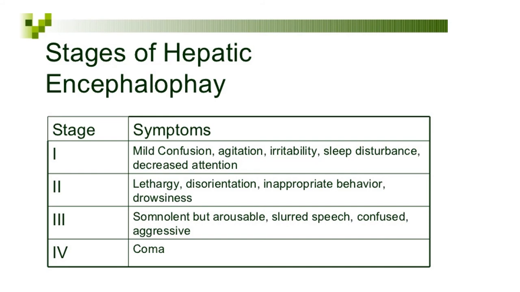Asterixis and flapping tremors may or may not be present in stage 2. The patient is drowsy but is arousable by voice. There is inappropriate or agitated behavior. Flaps or asterixis are present. In stage 3, depending upon the patient's ability to obey commands, flaps may or may not be present. The patient is drowsy but is arousable by shaking or by motor stimulus, as opposed to stage 2, which was arousable by verbal stimuli, and stage 4 is coma.